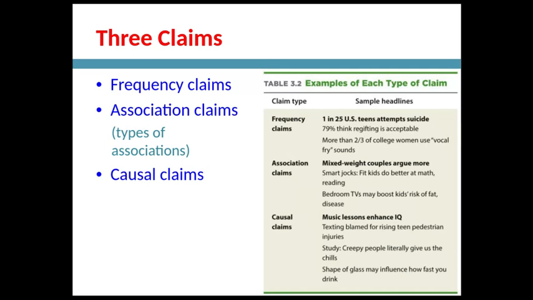So the manipulated variable is the independent variable, and that is what groups the researcher puts you in, 0 hours versus 6 hours. The dependent variable is the measured variable or the outcome variable, the thing that you're measuring. So in this case, texting is blamed for rising teen pedestrian injuries. We can have two groups, one that texts while walking, one that does not text, and our outcome is the number of injuries that are sustained.